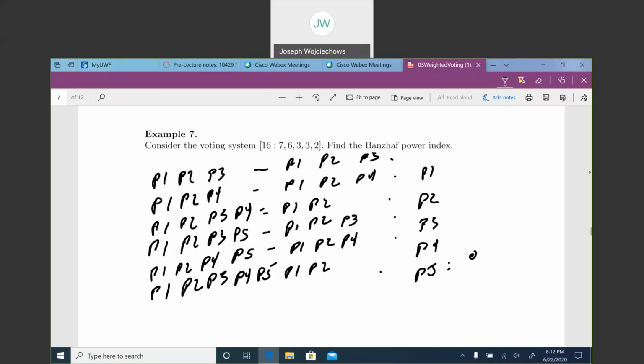Player 5 is easy, 0 over 16. Player 4, there's 1 and 2. 2 over 16. Player 3, we have 1 and 2. 2 over 16, and player 2, 1, 2, 3, 4, 5, 6. And player 1 is also 6. And that is our power index.